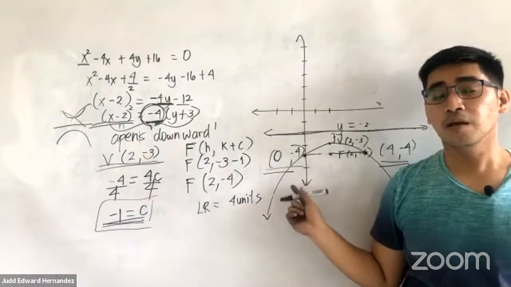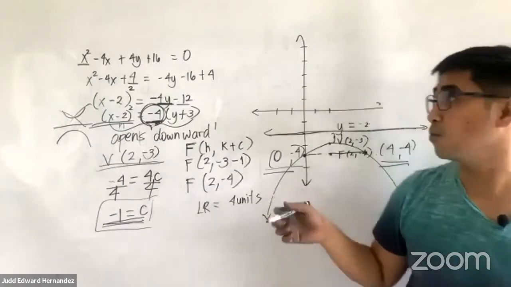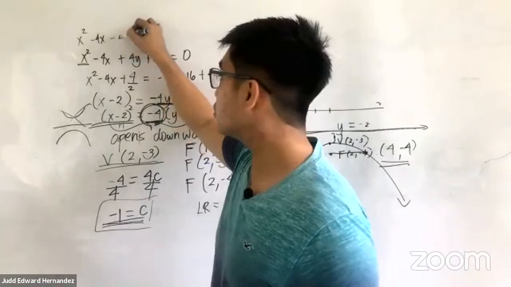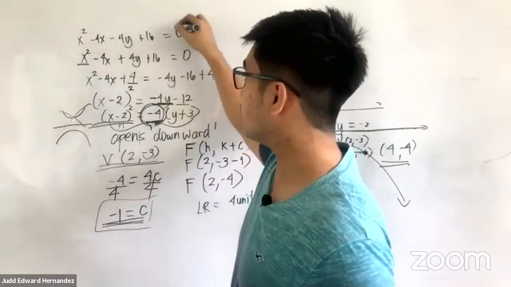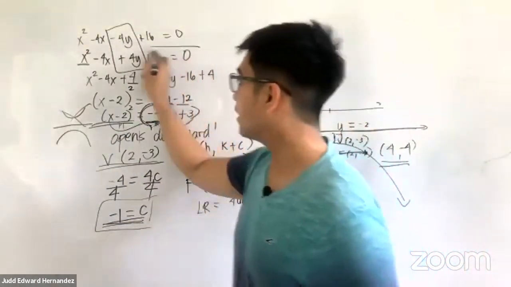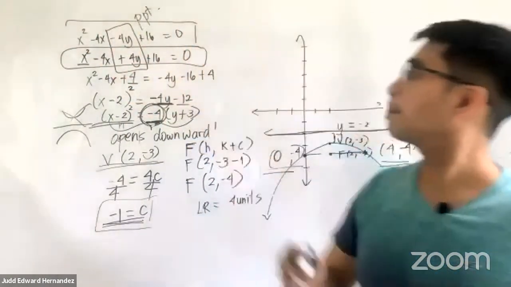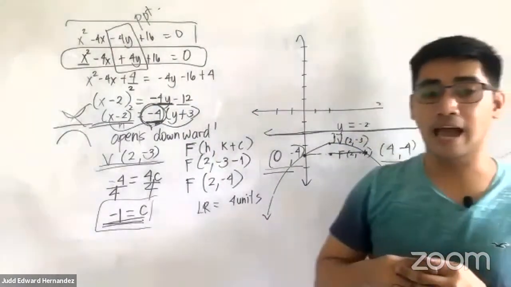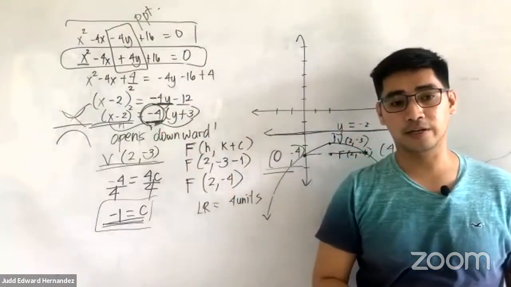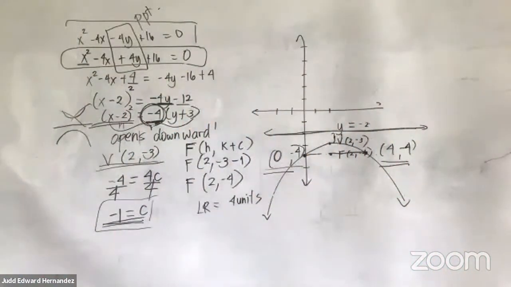Okay, maliwanag na to? Baka dun sa PowerPoint, malito kayo baka sabihin nyo sa akin na mali yung sagot ko. No. Dun kasi sa equation dun sa PowerPoint, this is x squared minus 4x minus 4y plus 16 is equal to 0. Magkaiba po yung y. Yung sinolve natin, eto. Yung nasa PowerPoint, eto. Kaya magkaiba sila ng answer. Eto, opening up. Etong ginawa natin is opening downward. Maliwanag? Okay. So, saan pa nalilito?